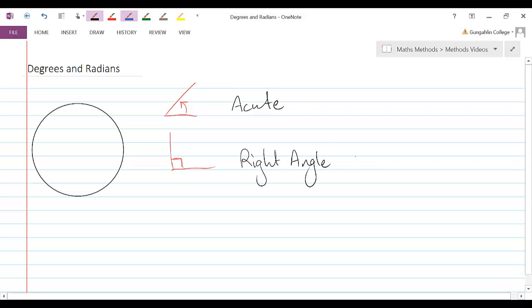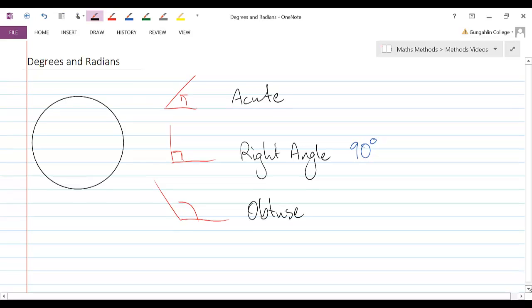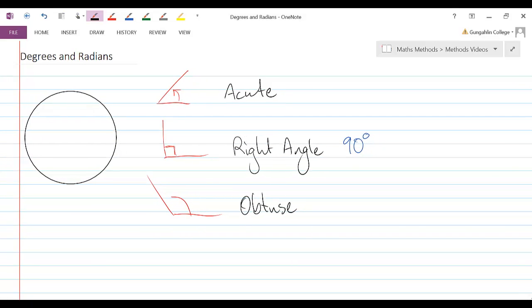And you should know that that's 90 degrees. And anything bigger than 90 degrees but less than 180 would be obtuse. If we had an angle like this, so that makes a straight line, we'd call it a straight angle. And it should be 180 degrees.